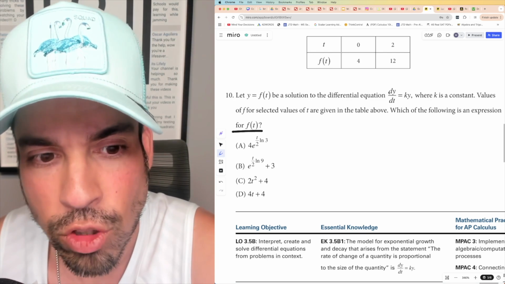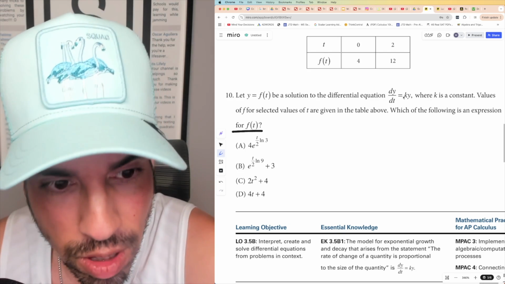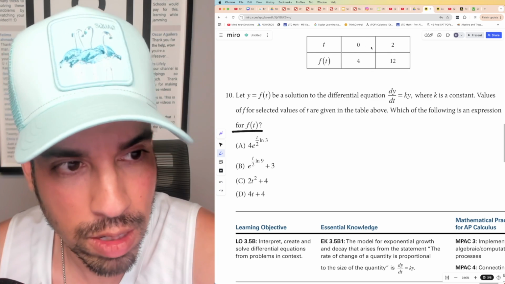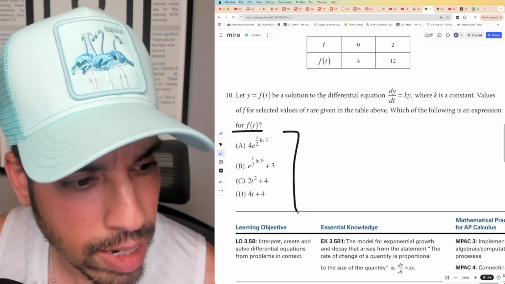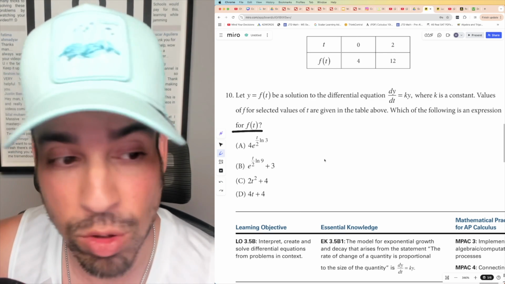All right, so first of all, the derivative has to be the original function with some constant k in front. Secondly, whatever the function is, when you plug these values in, if I plug in 0, I need to get 4. If I plug in 2, I need to get 12. So when you look at a, b, c, and d, all of them work for those values. So that doesn't help us to eliminate anything.